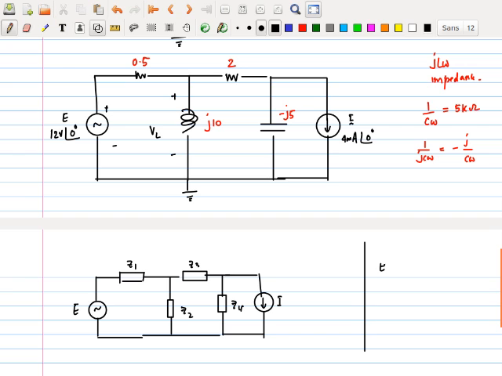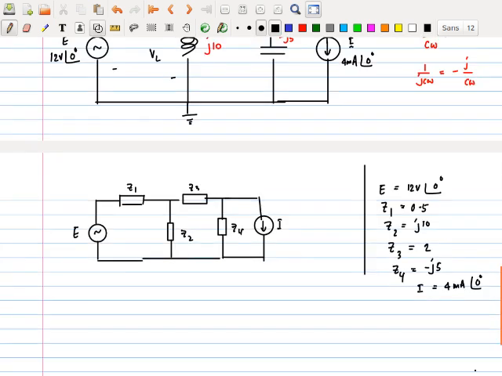So you write E is going to be 12 volts with an angle of 0. Z1 is going to be 0.5. Z2 is going to be J10. Z3 is going to be 2. Z4 is going to be minus J5, and I is going to be 4 milliamperes with an angle of 0.